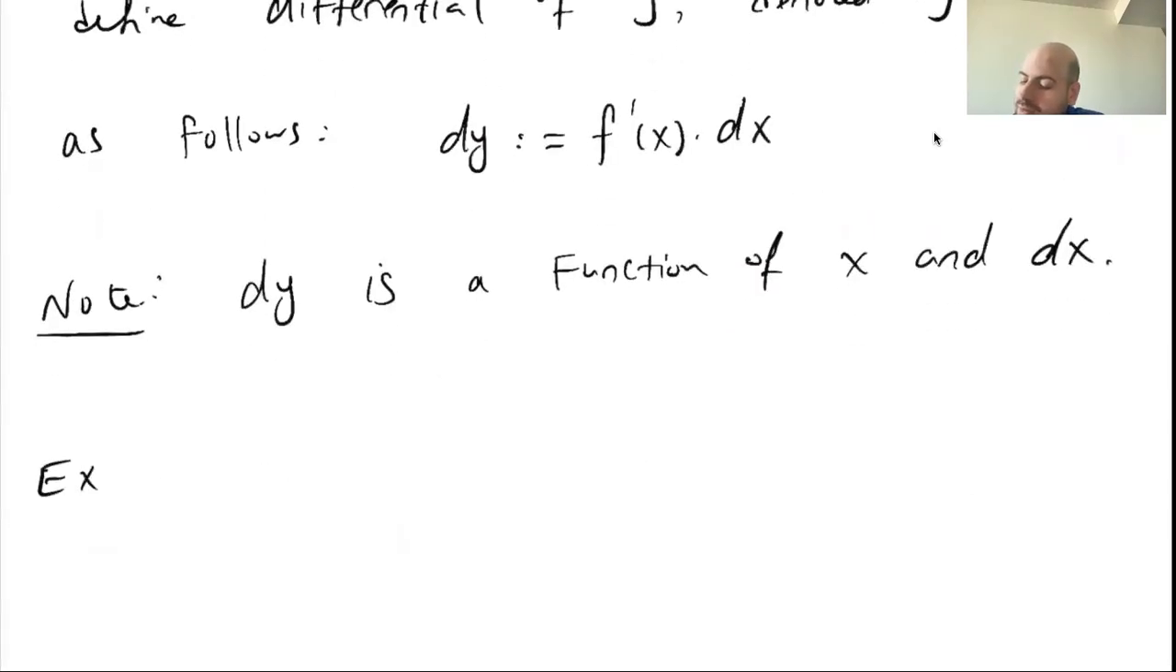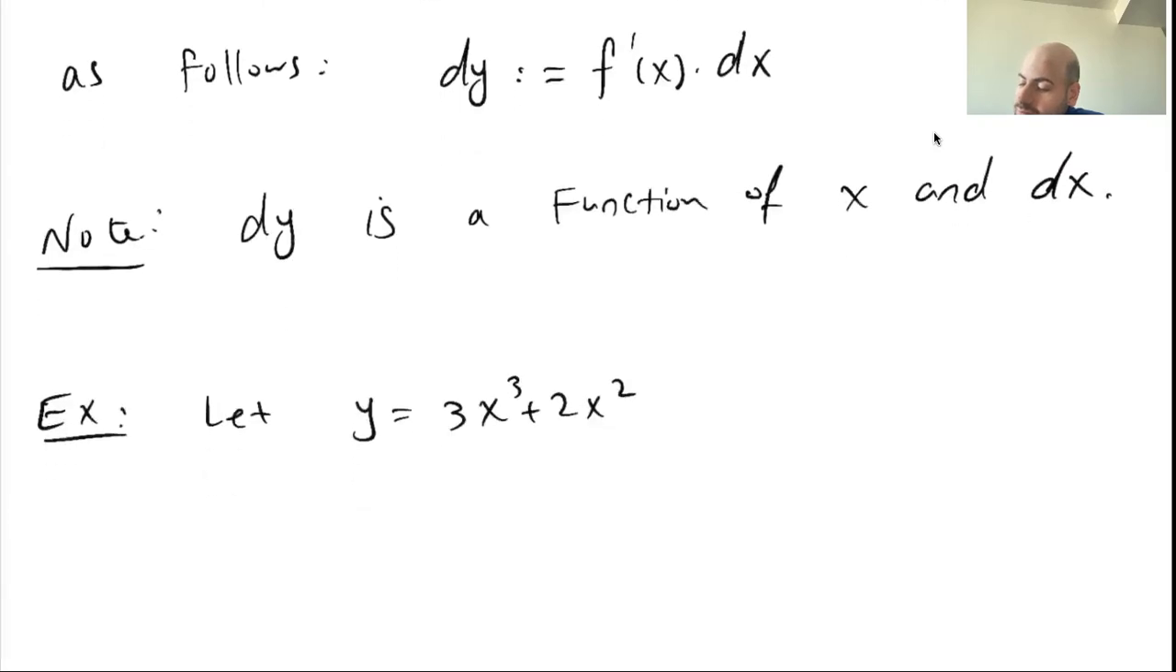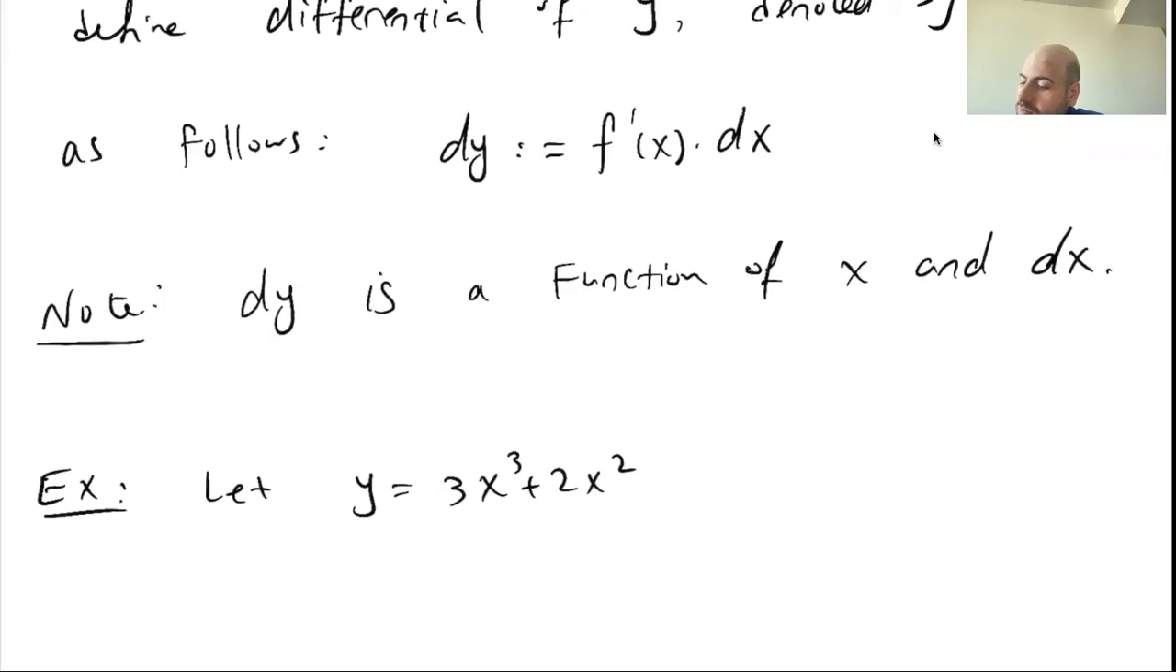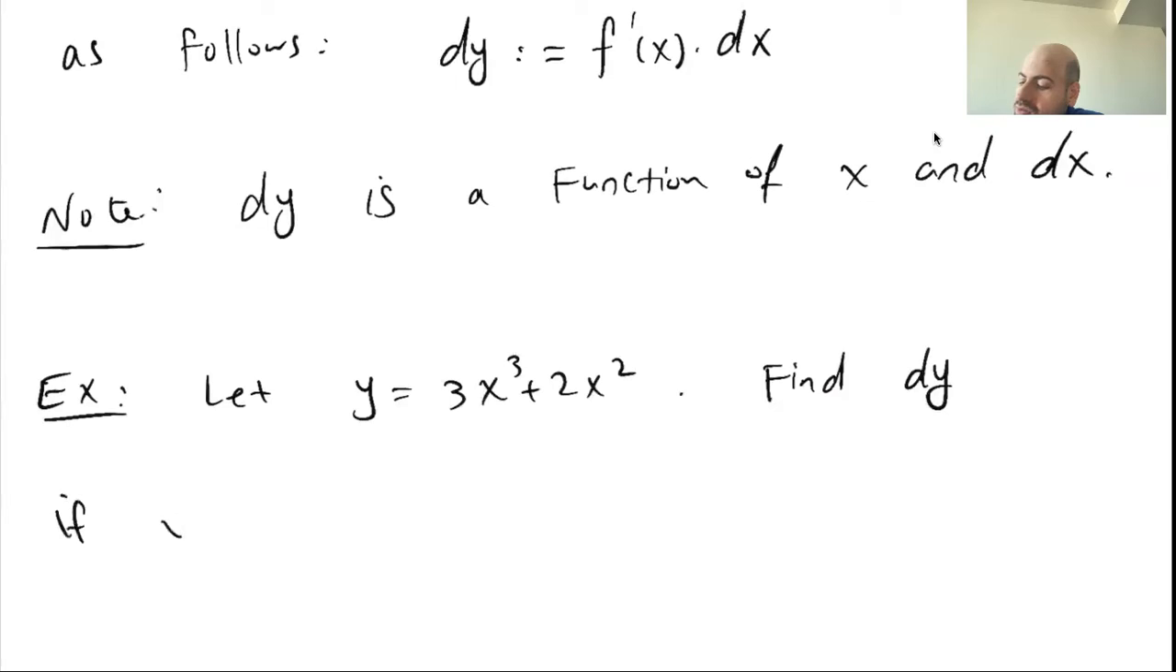So for example, let's say let y equals 3x cubed plus 2x squared. Find dy if x is equal to 2 and dx is equal to, let's say, 0.1. Normally for dx, we use a small number normally. So I will explain why we usually use a small number.